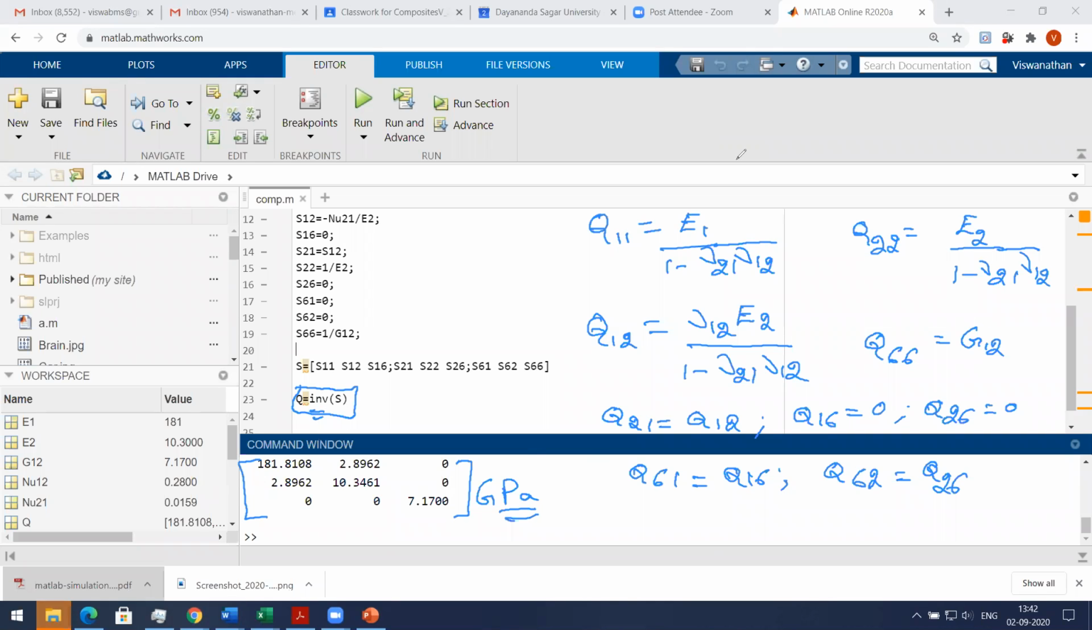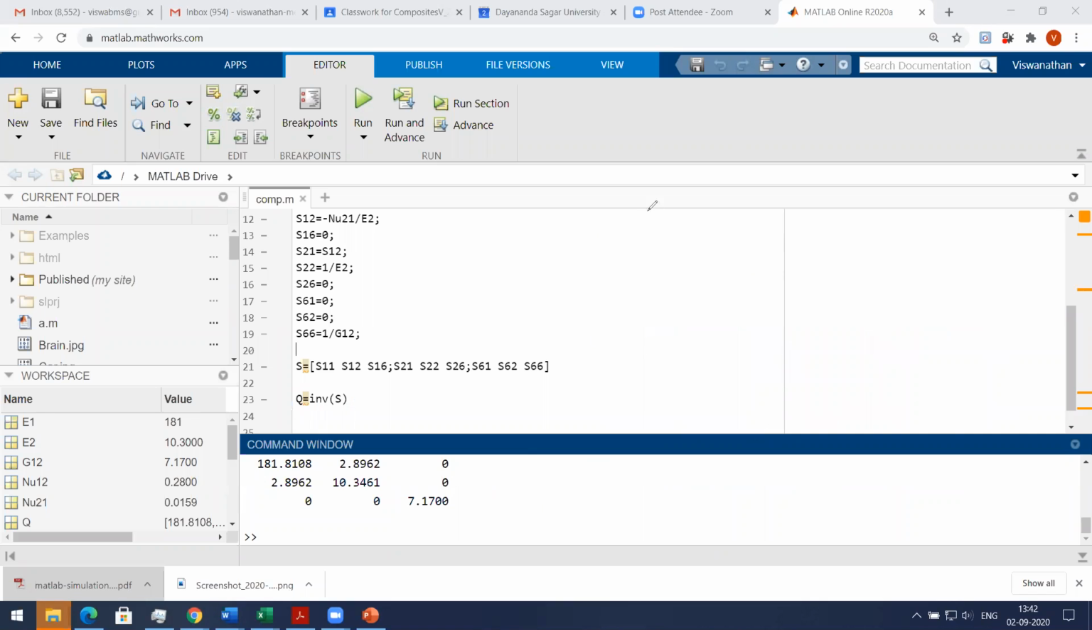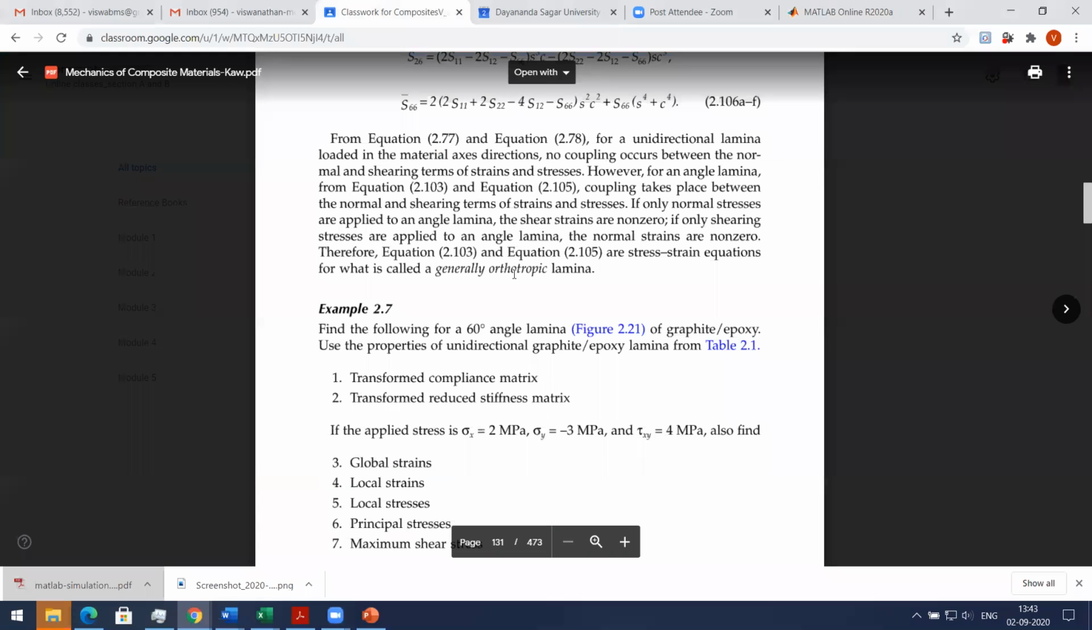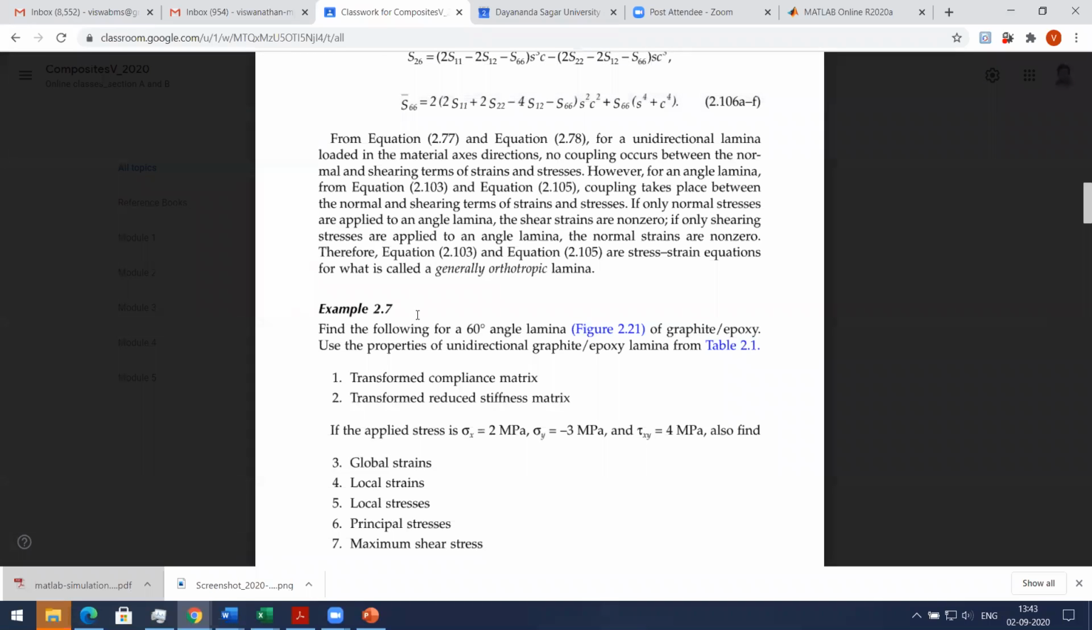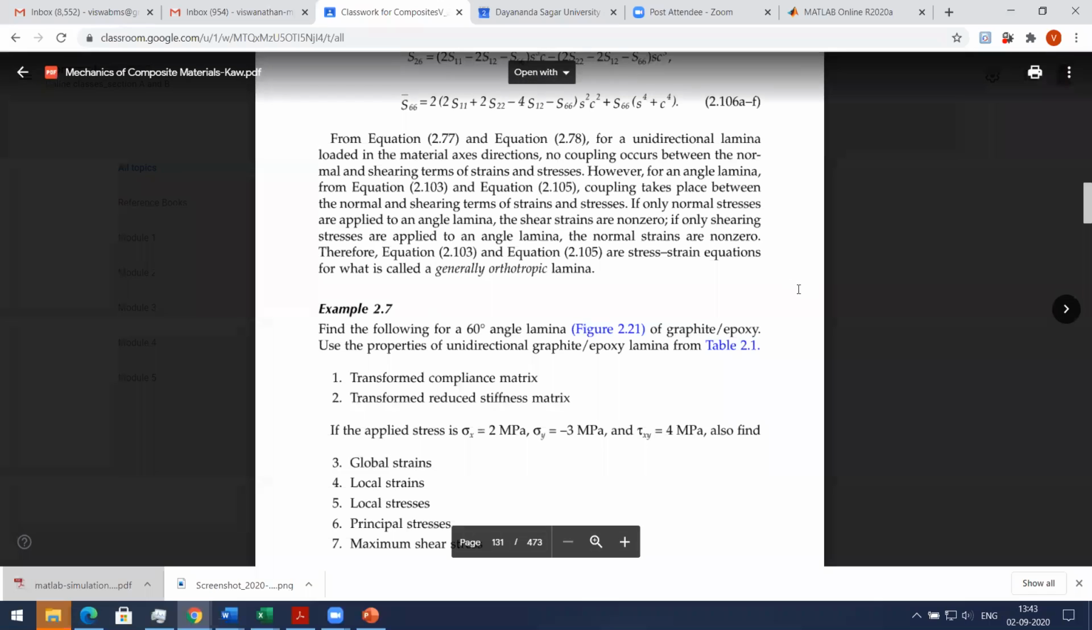Okay. Next, we will look at another numerical here. Can you see this numerical example 2.7? Is it visible? Yes, sir. This is taken from Autar K. Kaw. Okay. So this is the author.